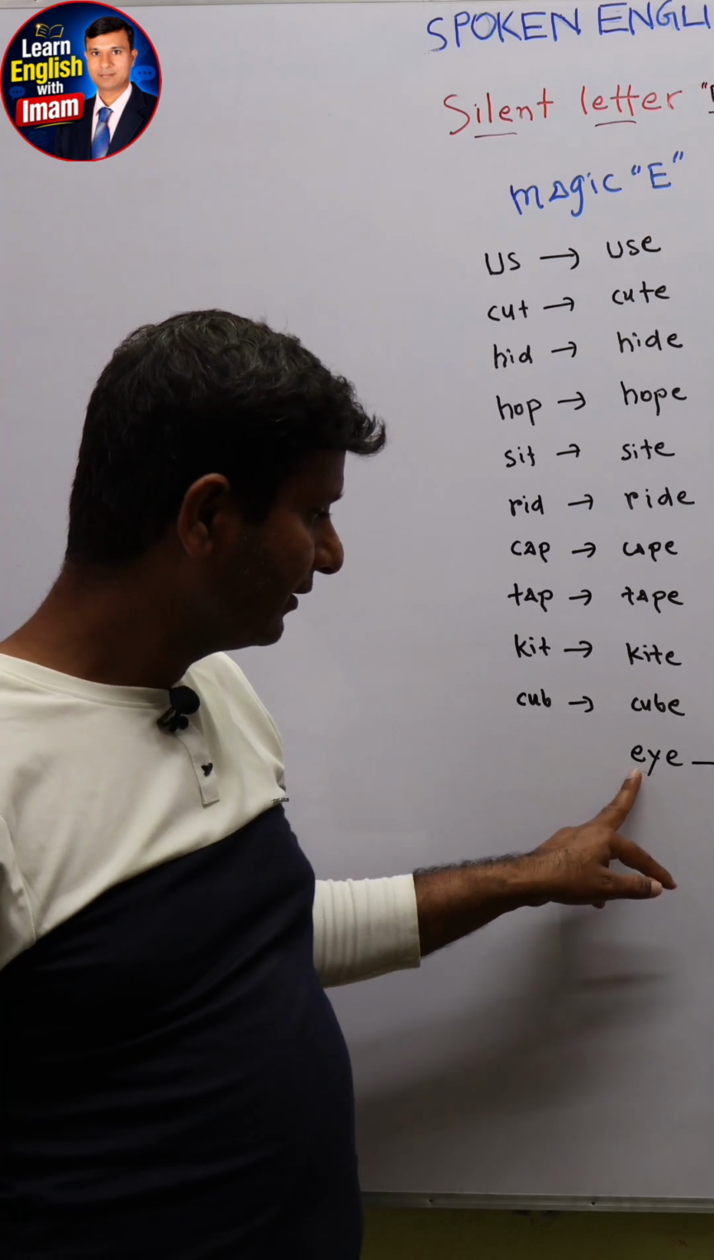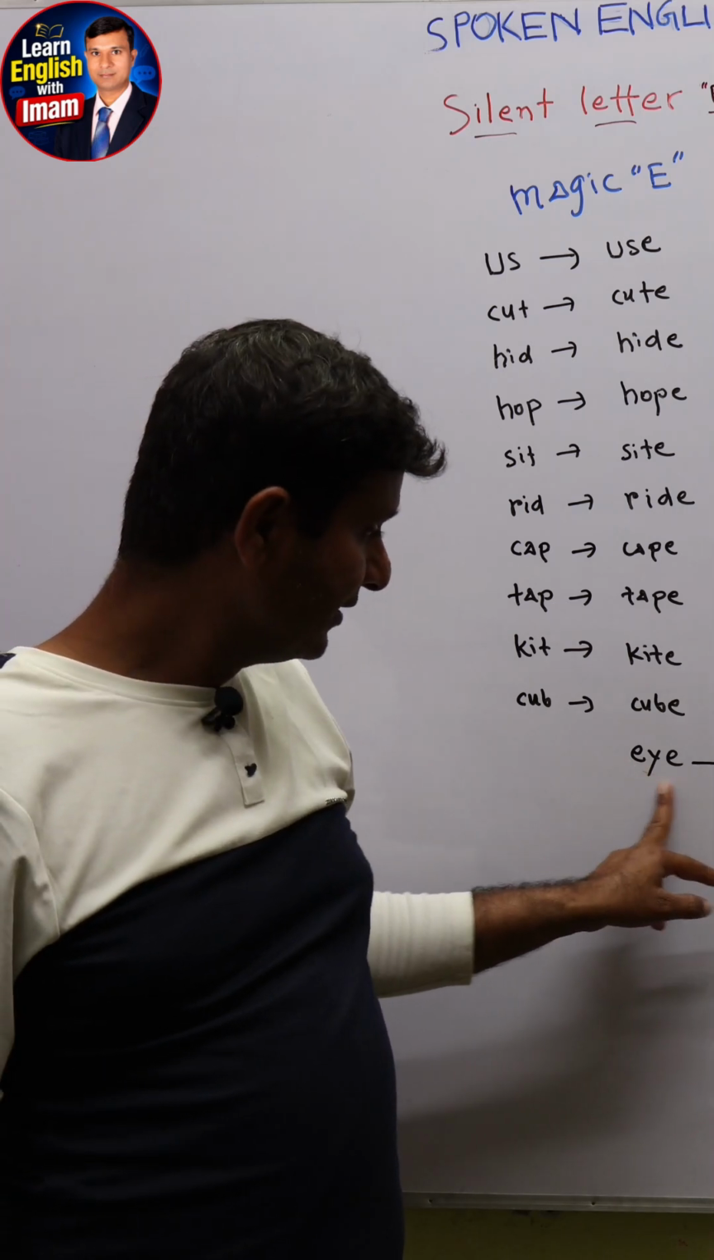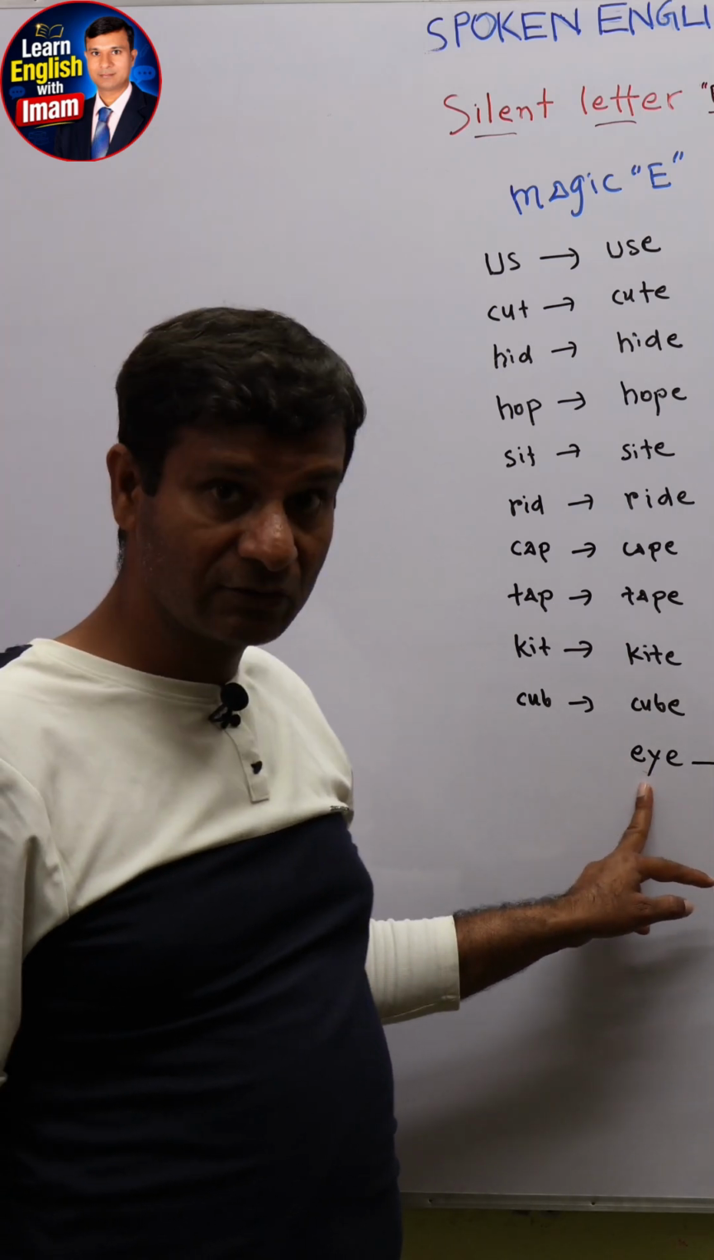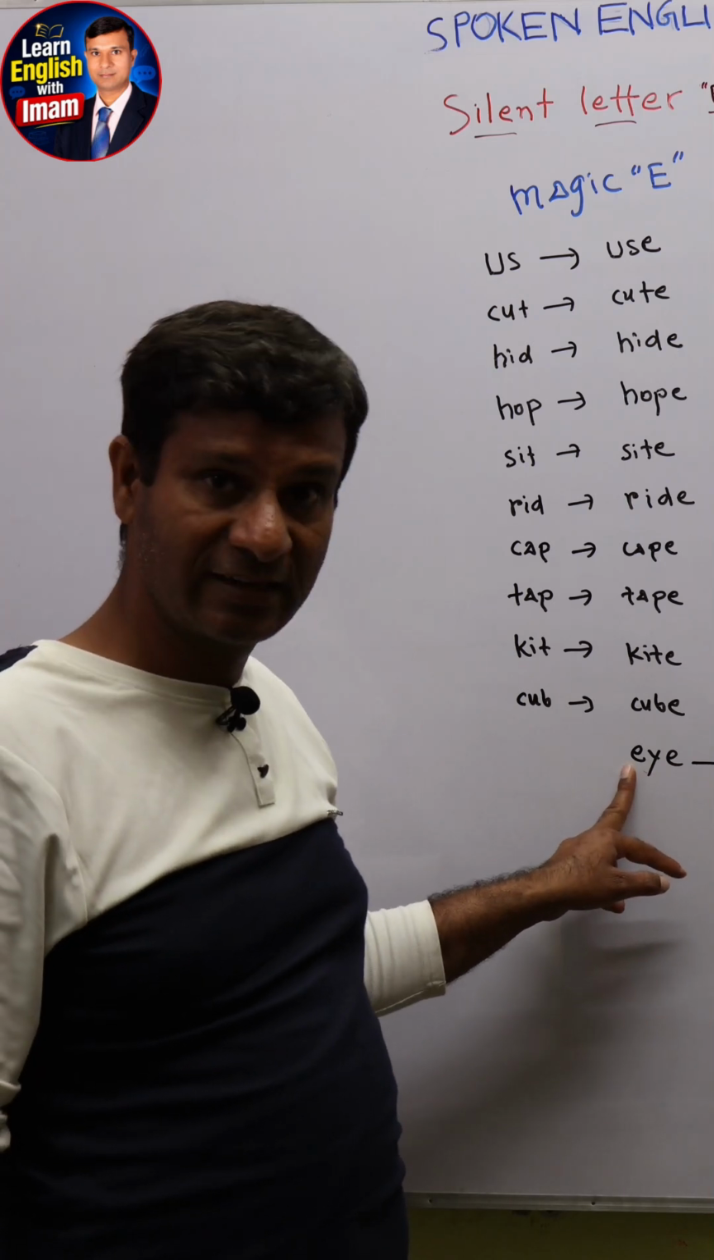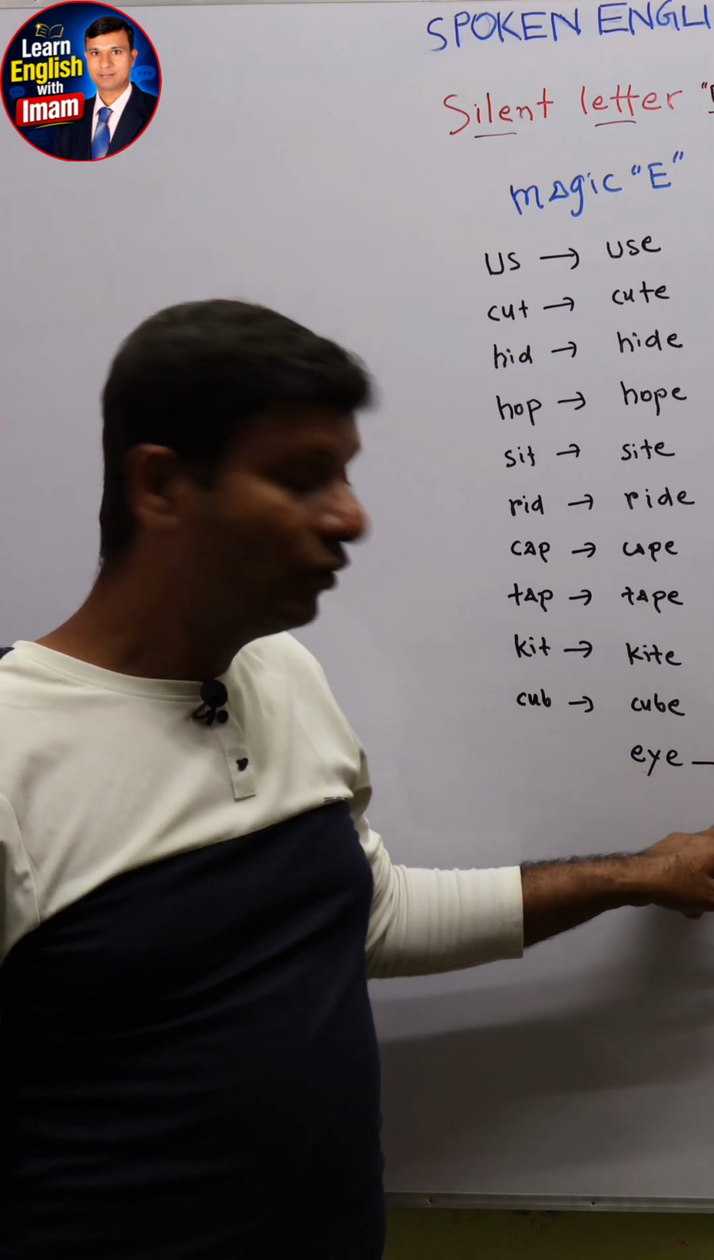We have here I. This E is silent, Y is also silent. Only this will be pronounced as E, and the I will sound like a long I.